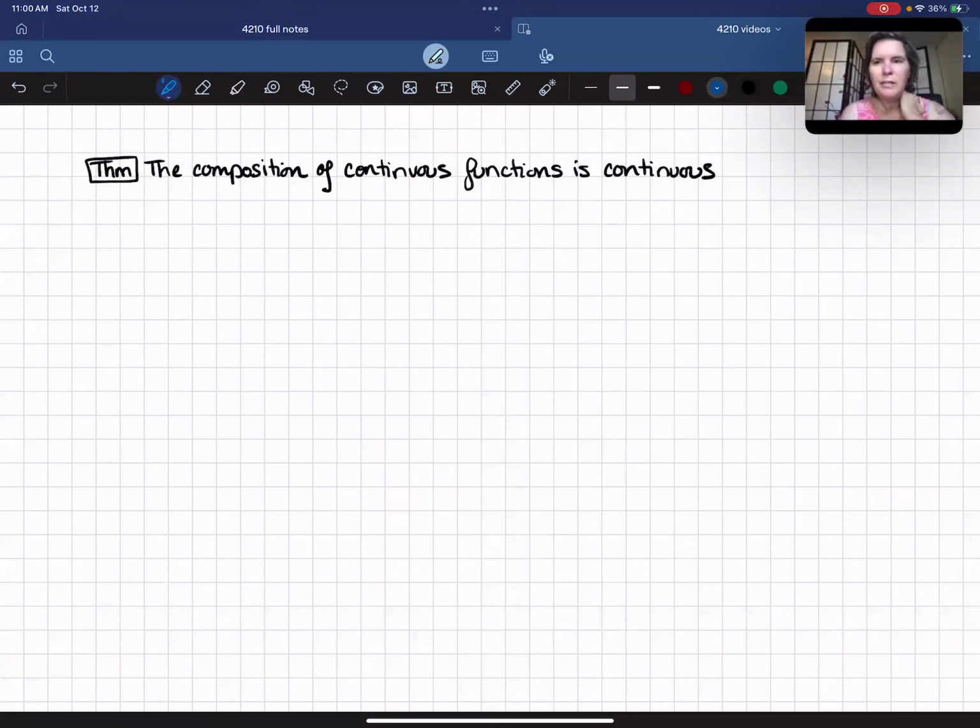Hi, this is Baird Givens, and in this video, I'm going to show that the composition of continuous functions is continuous. And this is one of the places where the topological definition of continuity is really fantastic because it makes this proof incredibly easy. Way easier than you would think.